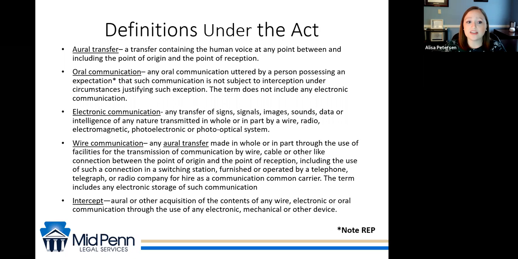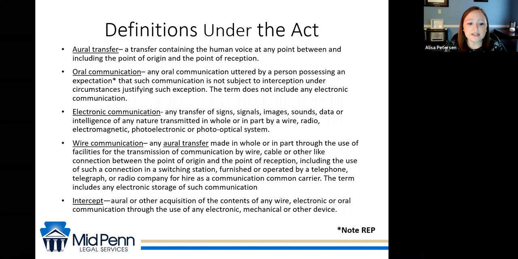It's also worth noting that the only type of communication that requires a reasonable expectation of privacy in order to be protected by the Act is the oral communication. So if I'm speaking to Paul in public, say outside work and there's a bunch of people around, and I do not have a reasonable expectation of privacy, this does not count as an oral communication, and the Wiretap Act does not protect it.